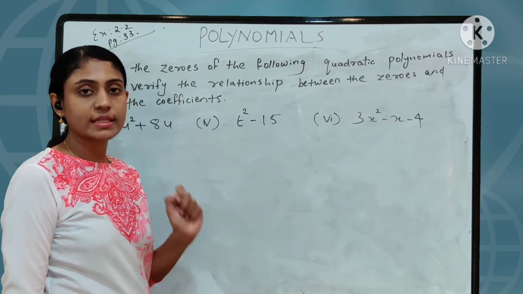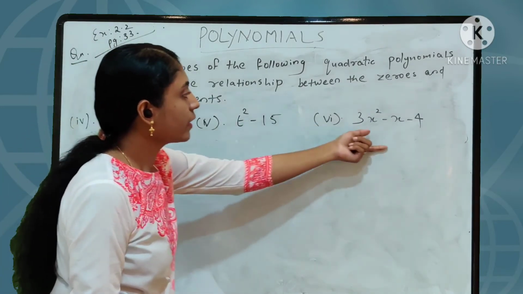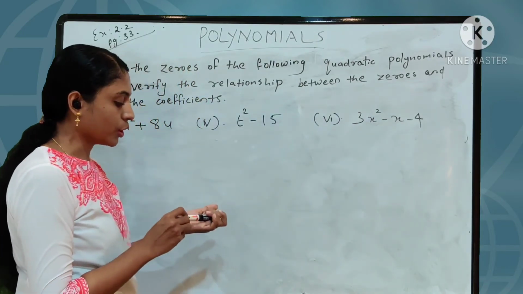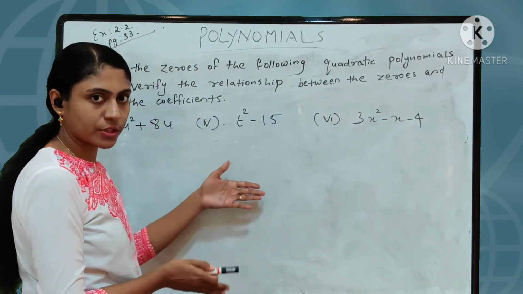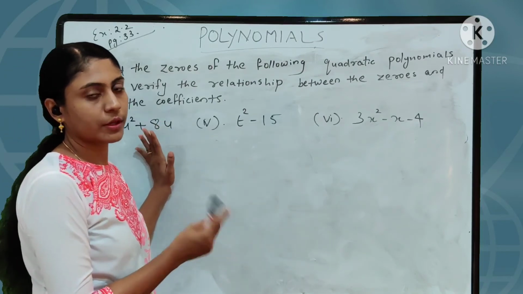There are 3 more questions in your textbook, that is 4u square plus 8u, t square minus 15, and 3x square minus x minus 4. Do it in a similar way to what we did just before, and we can go to another kind of question from our textbook.